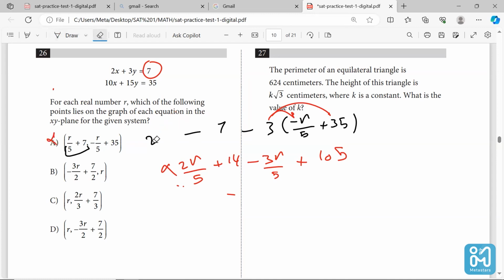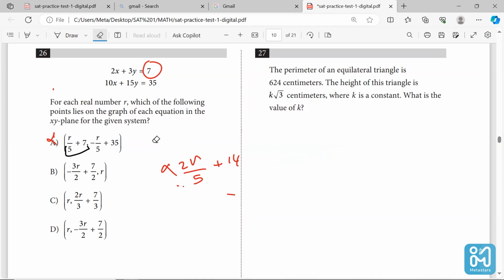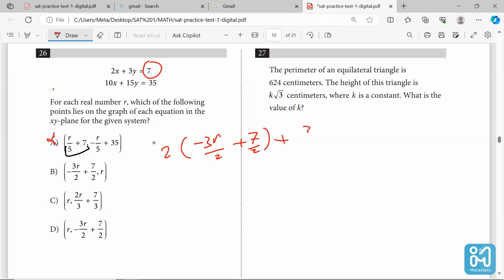Let's take choice B. I think the correct answer is going to be choice B. Good. Let's take choice B. I will plug in the values here. So I have 2 times negative 3r over 2 plus 7 over 2, plus the y, which I have here, 3r. And it should give us 7. Let's make sure. I will expand 2 here and here. When you plug in, it's going to be negative 3r plus 7 plus what? 3r.